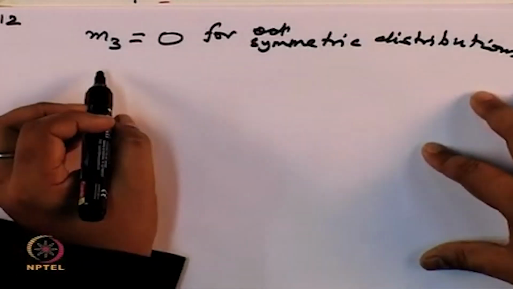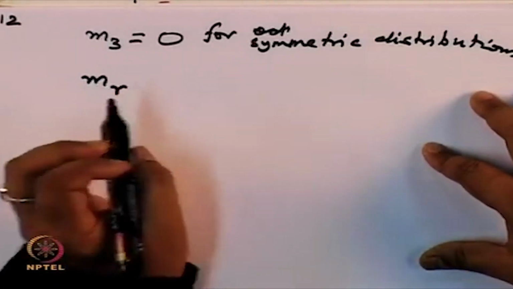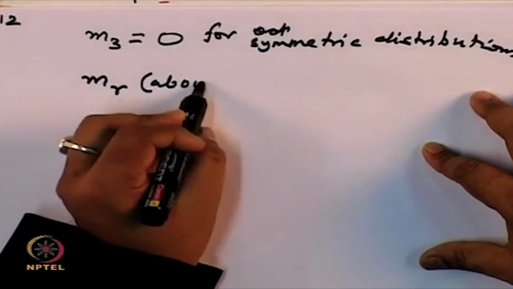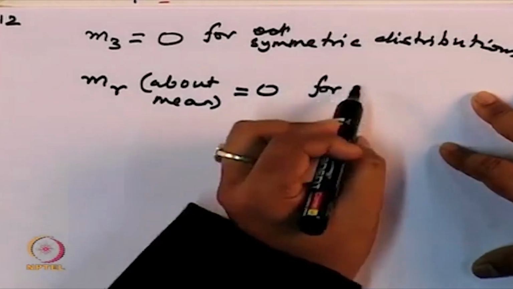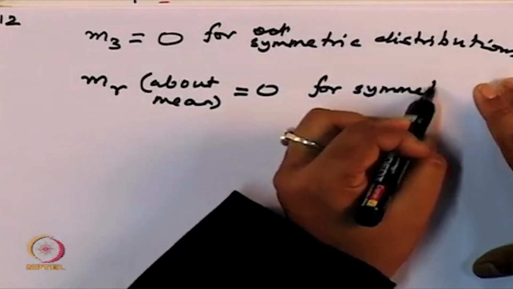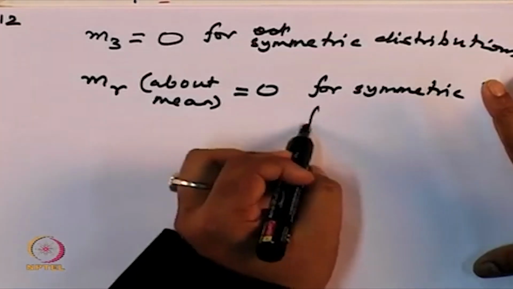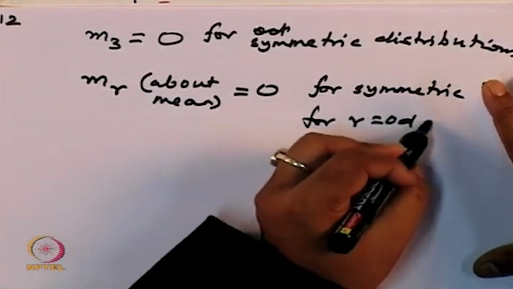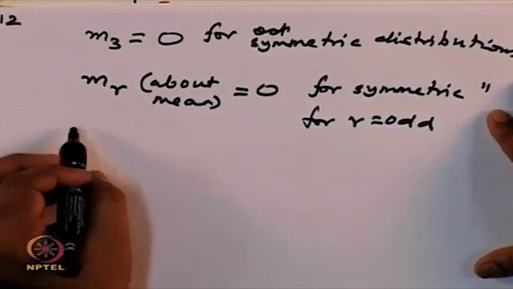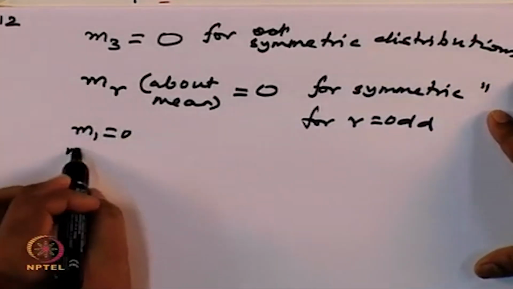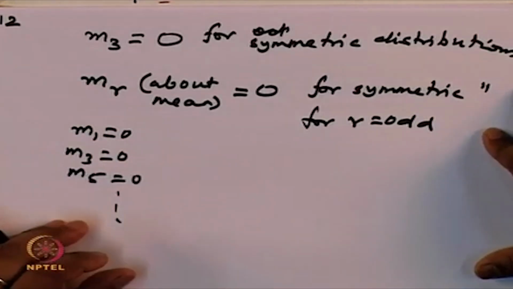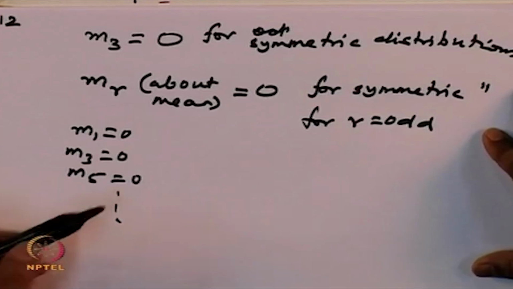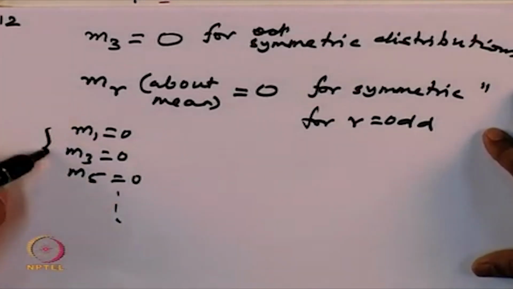And this is the same for any mr. So mr about the mean is going to be 0 for symmetric distributions for r equal to odd. In other words, m1 is 0, m3 is 0, m5 is 0, and so on and so forth. So clearly, for all symmetric distributions, the odd moments about the mean return a value of 0.